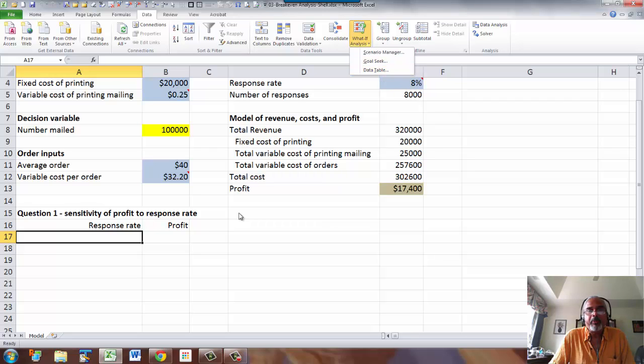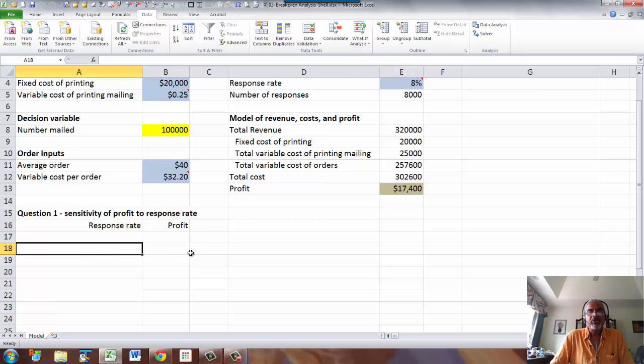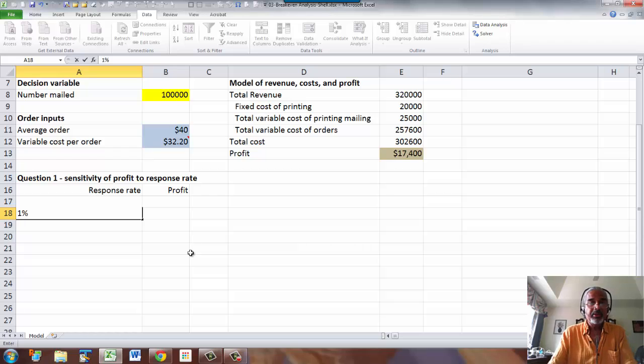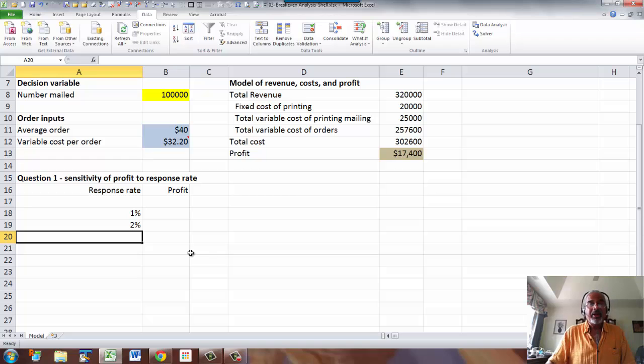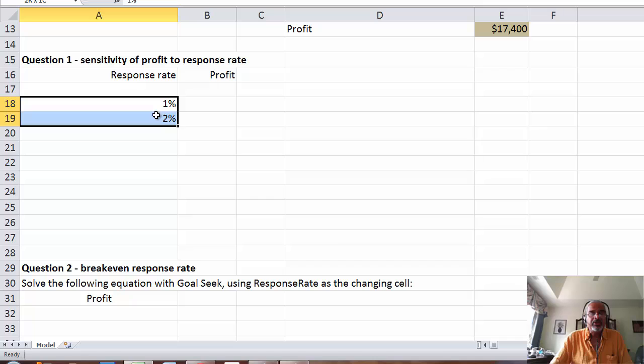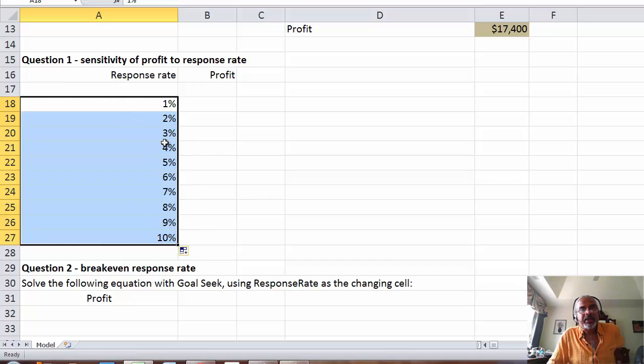The data table command is under Data, What-If, Data Table. But before we apply the data table command, we have to set up the input values for the different response rates. We want to use 1% through 10% as the possible response rates for this independent variable. So we can set up 1 to 10% by typing 1% and 2%, then selecting both and dragging, and that will generate the rest of the values for us.